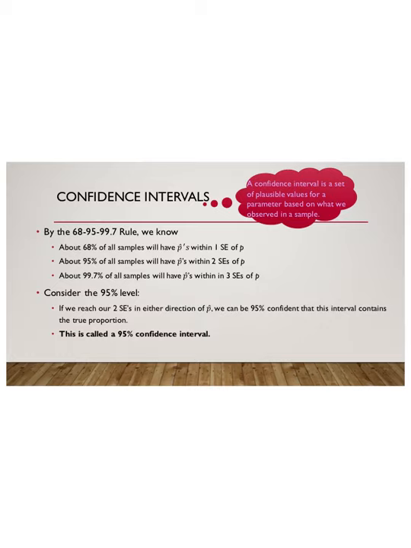A confidence interval is a set of plausible values for a parameter based on what we have observed in a sample. So essentially what you're doing is taking a sample and using that sample as an estimate of the population. If we look at the 95% level, if we reach two standard errors in either direction of p hat, we can be 95% confident that this interval contains the true proportion. And this is known as the 95% confidence interval.